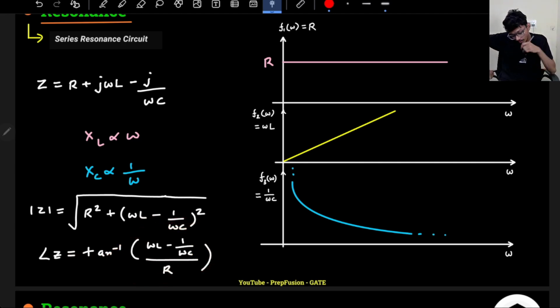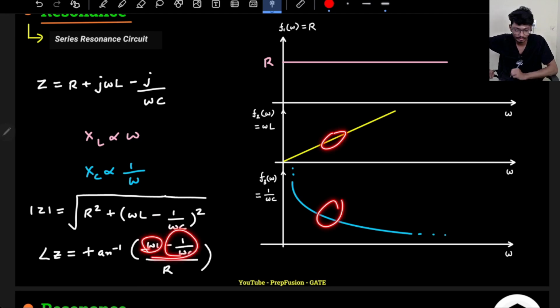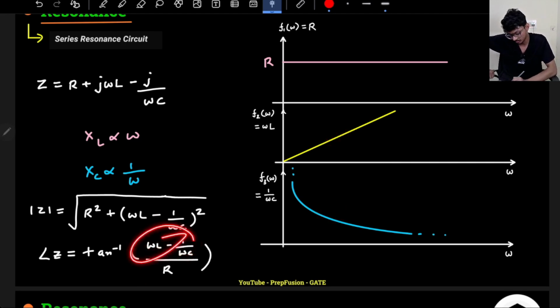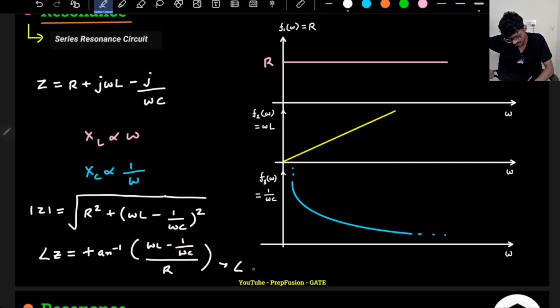Now what is happening at resonant frequency? At resonant frequency, XL equals XC, so omega L equals 1 by omega C. So this is 0, so the phase of impedance is 0, and that makes sense, because we have told you it is a purely resistive circuit. Obviously for a purely resistive circuit, the impedance angle is simply 0. And what is the value of the impedance at that resonant frequency? It is simply R, and this is the minimum value.